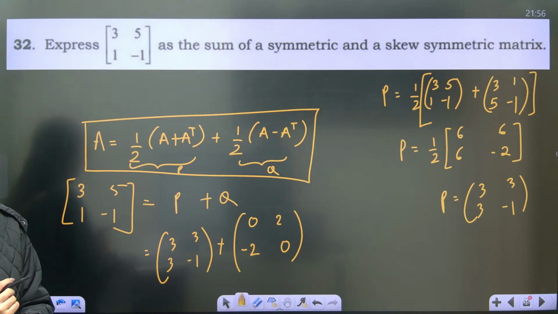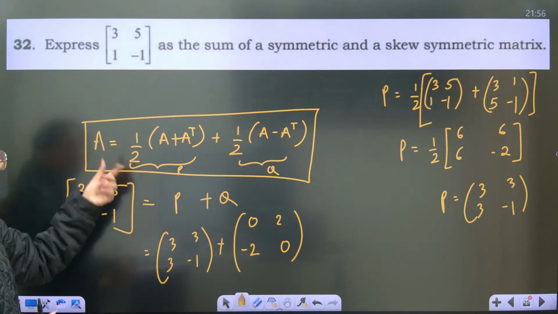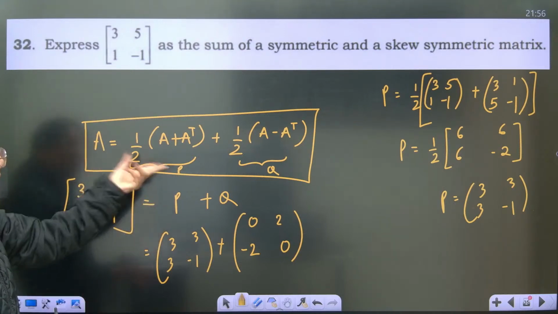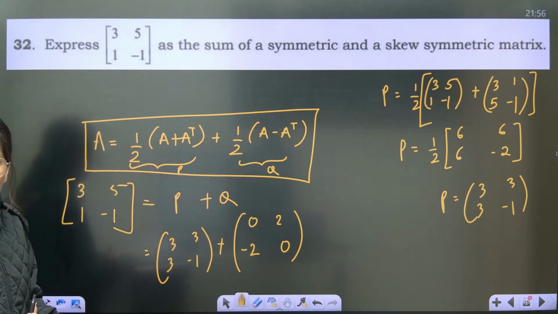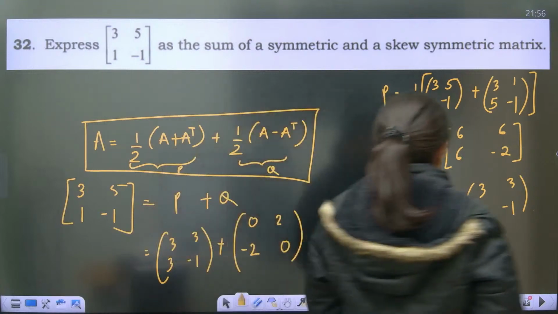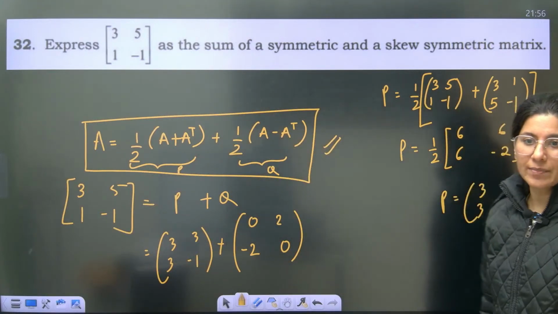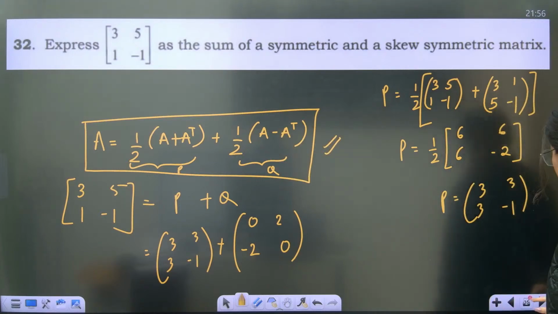Yes, Shruti, you're absolutely right. It will be correct because we are not altering the matrix. Obviously, the left hand side and right hand side should be equal. So this is what the concept is. Go and check this concept in your textbook, then you will also understand.